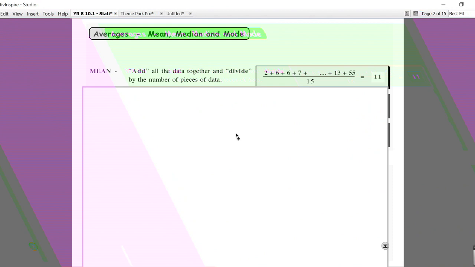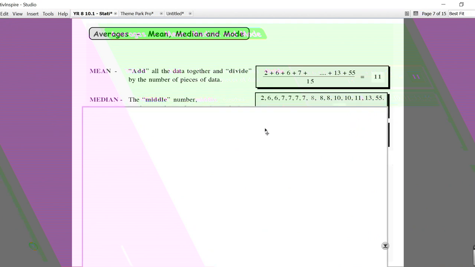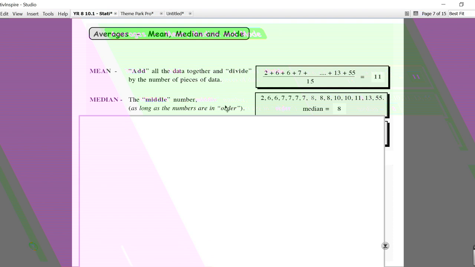Let's have a look at how to find the mean, median, and mode. If you want to find the mean, you need to add all the data together and divide by the number of pieces of data. Add all the data, divide by the number of pieces of data. If you want to find the median, you will need to arrange all the values in an ascending or descending order and then find the mid value.